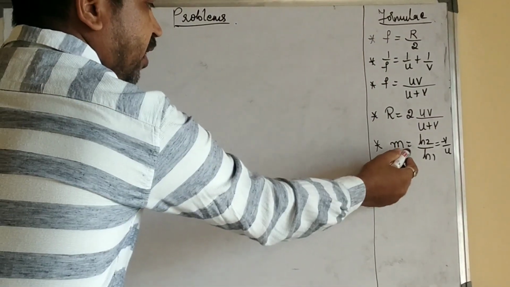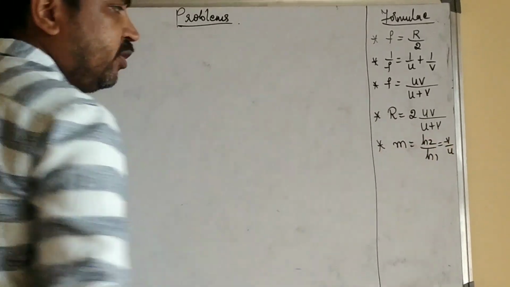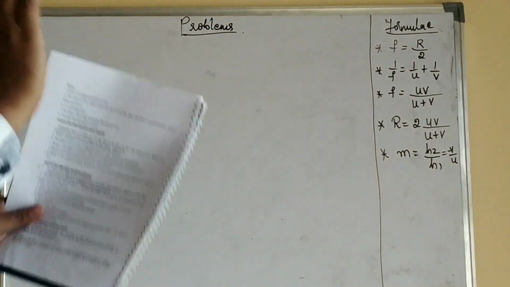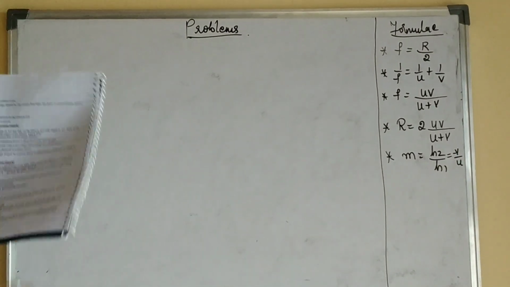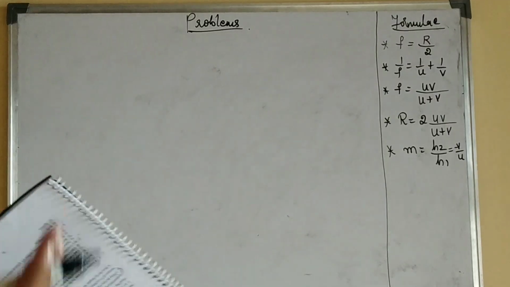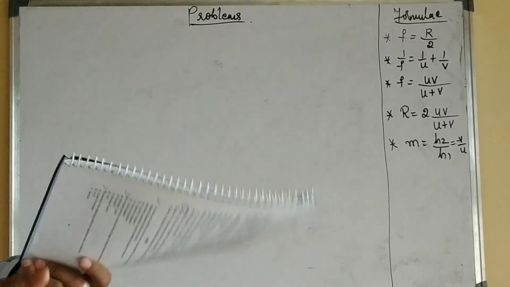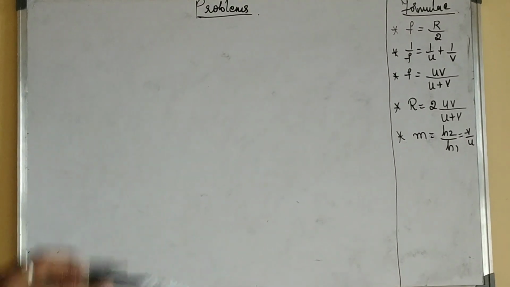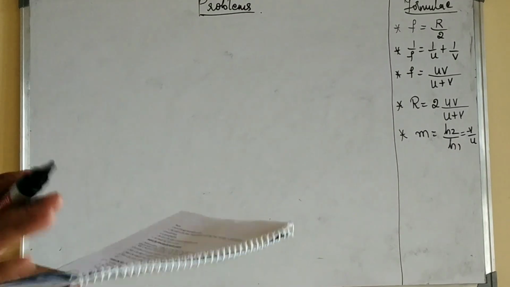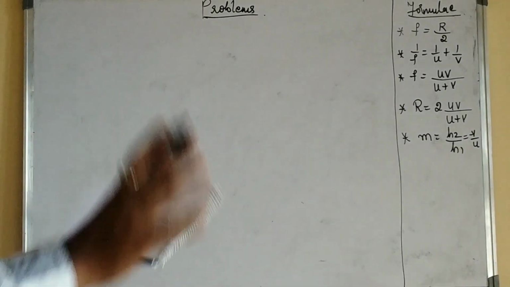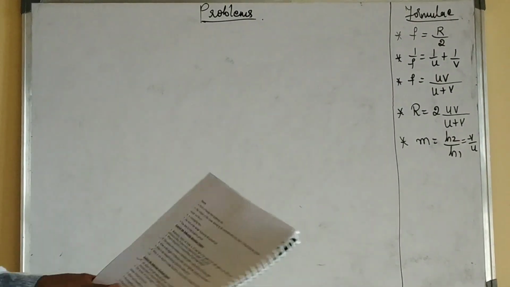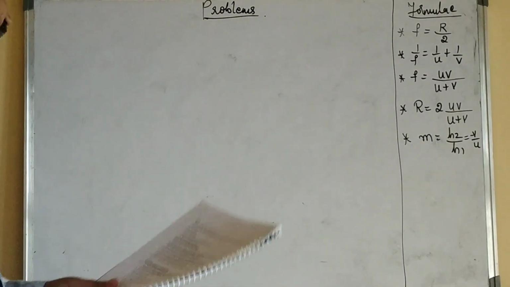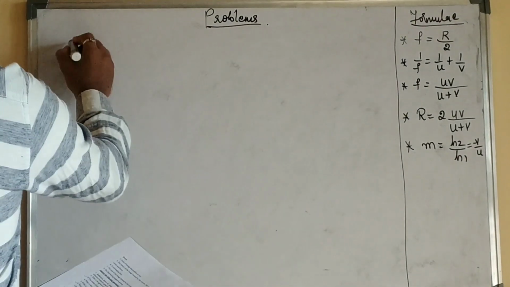Now, magnification M is equal to H2 by H1, that is equal to minus V by U, with the proper sign conventions, which are also called the new Cartesian sign conventions. In a few textbooks they have written new Cartesian sign conventions. Both mean the same. Simply calling them sign conventions is also okay. So with all those sign conventions, we have to go with the problems. Now first problem. Okay, this is for 1 mark.